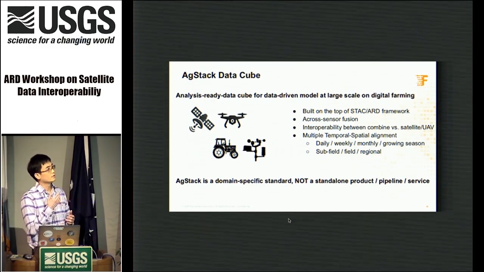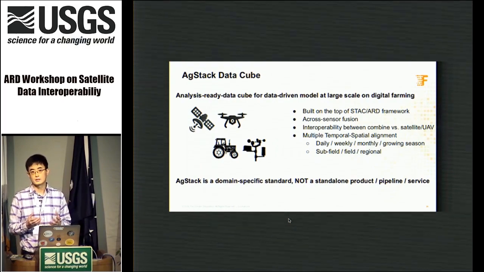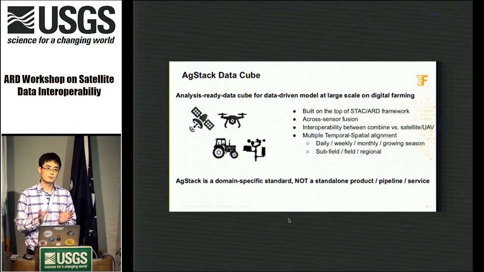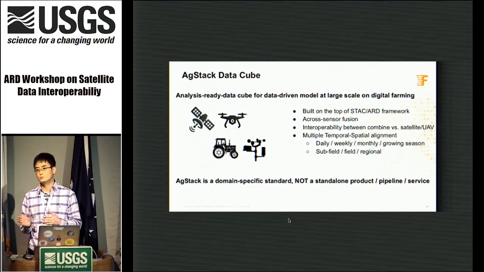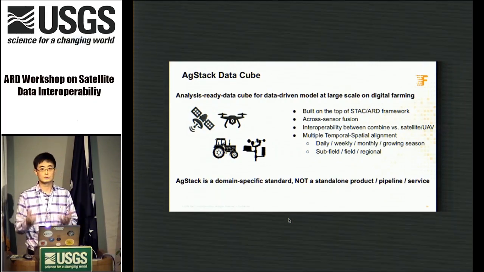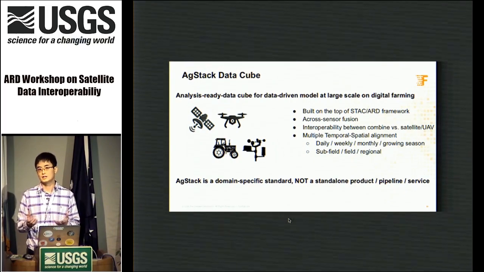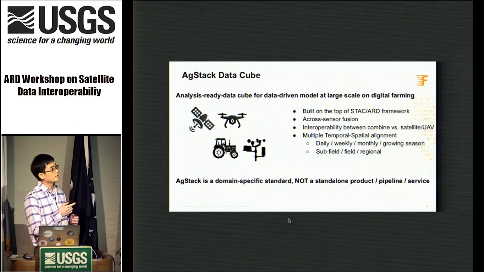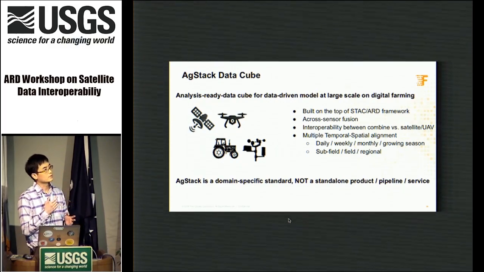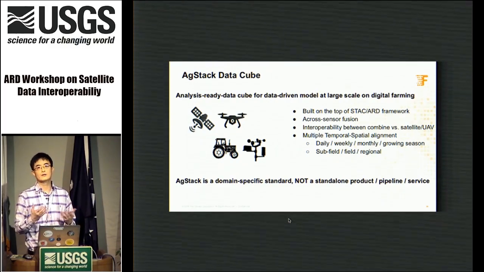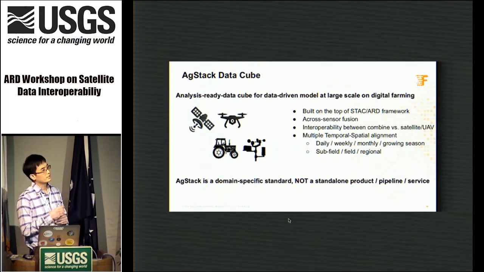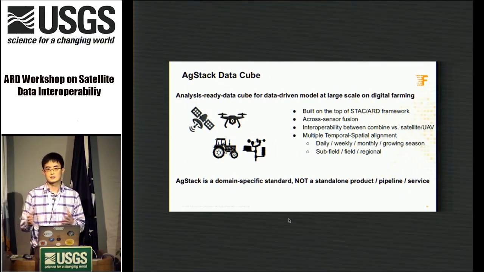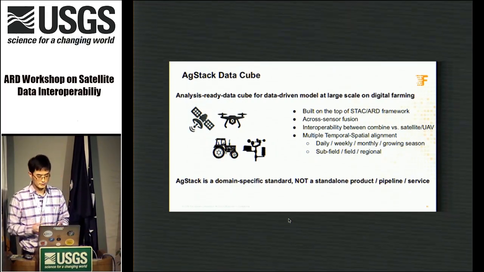And it should work across sensor fusion, because for agriculture applications we always have the inclination not to stick to one or two primary data sources. We want to use as much data as we can if the uncertainty is understood. And we want interoperability between combines, satellite, and UAV data. And it should support multiple temporal and spatial alignments because of different application scenarios.